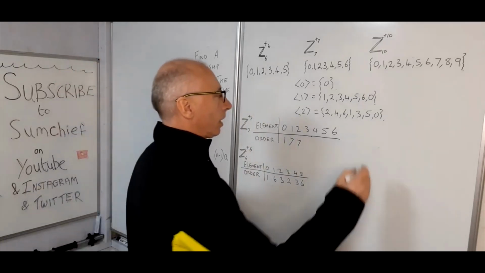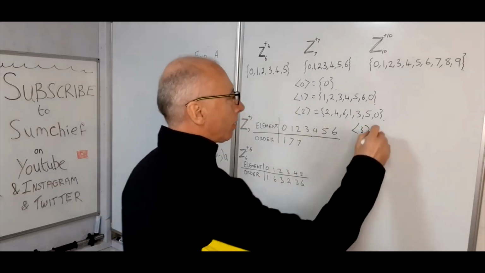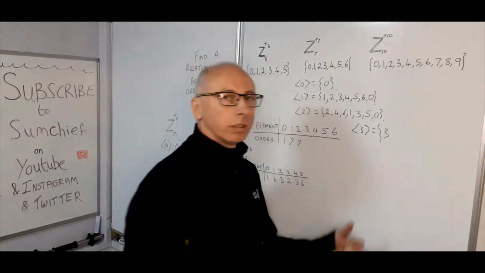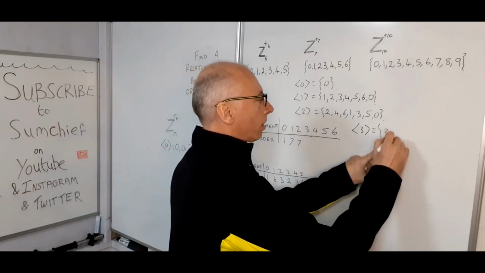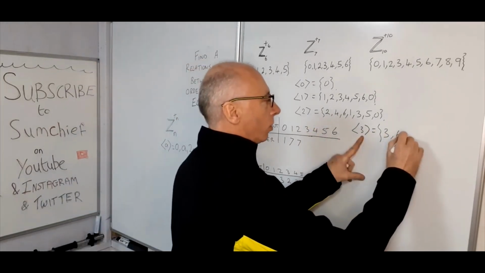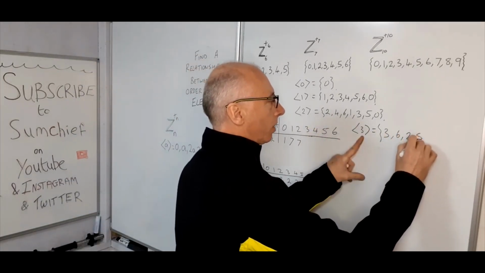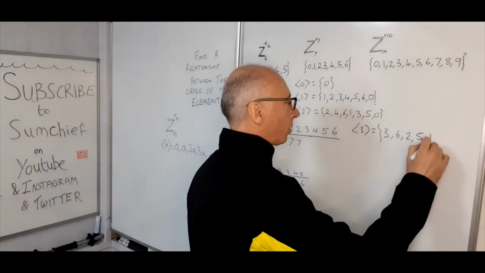Okay, let's have a look at 3. So keep adding 3 to itself on each one as we go along. So 3 plus 3 is 6. Okay, 6 plus 3 is 9. Modulus 7 gives us 2. Then add 3 again gives us 5. 5 plus 3 is 8. So 8 modulus 7 gives us 1.